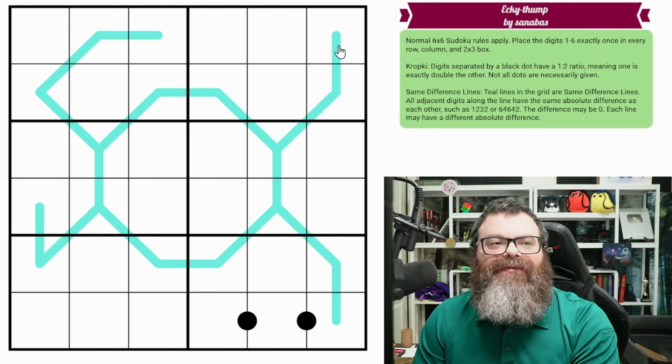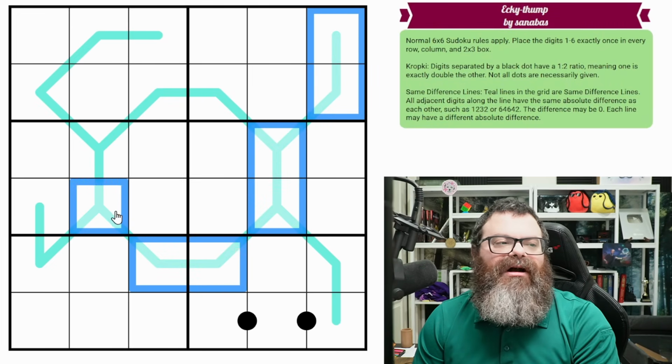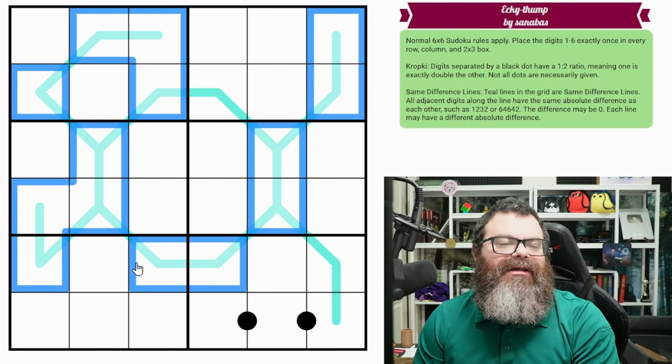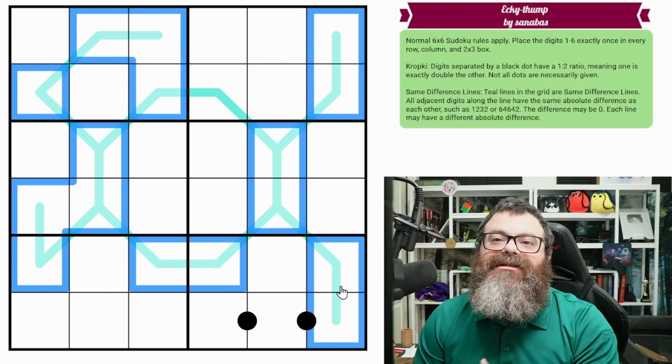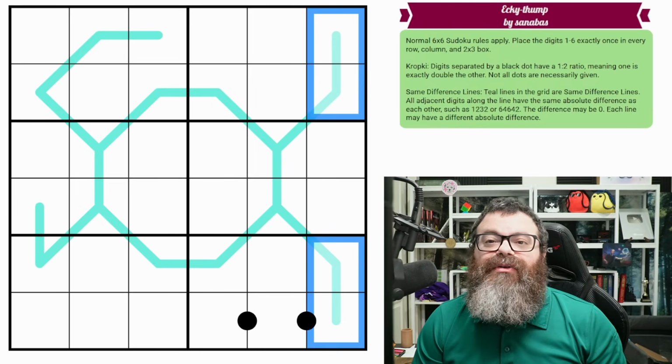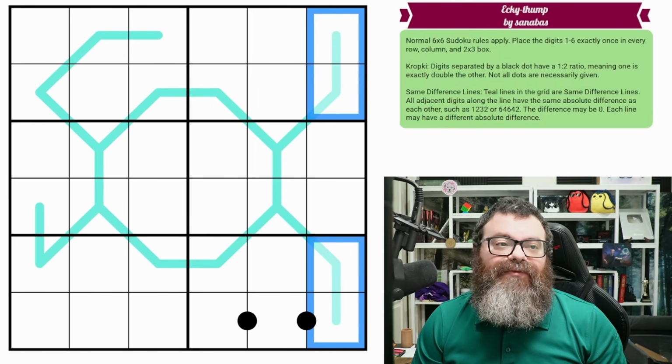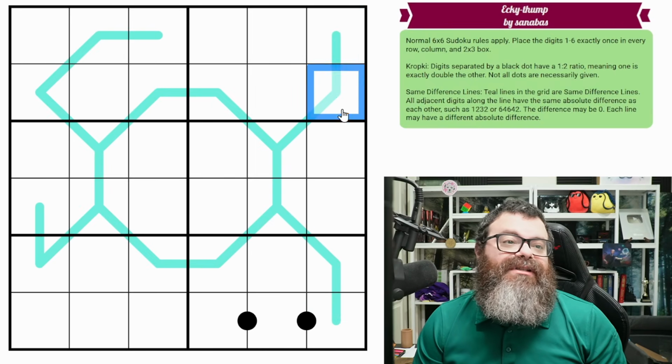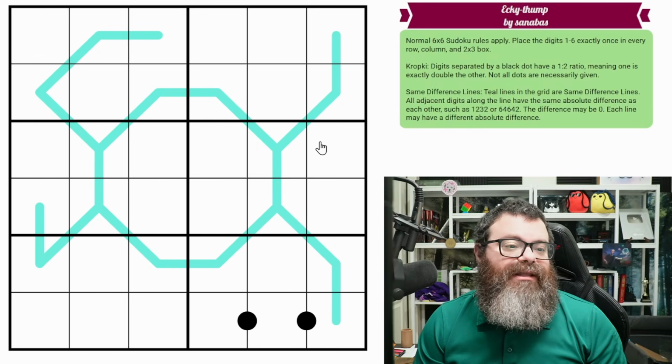A difference of 2 would force every single cell on this line to be even or odd. All of them would be even or all of them would be odd, because a difference of 2 cannot switch parity. And this column has 4 of those cells. And there are only 3 evens and 3 odds: 1, 3, 5, 2, 4, 6. So that means this has a difference of 1. That's the only thing left.